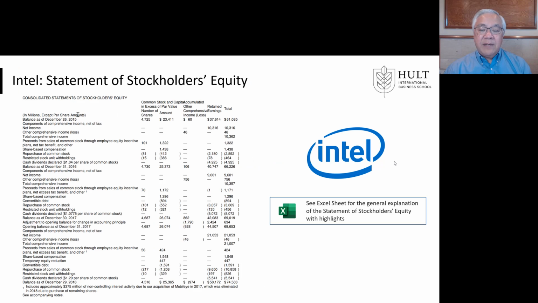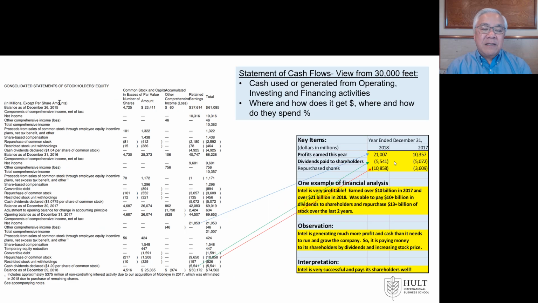Statement of stockholders' equity. Last one. Again, guess what? We'll go to 30,000 feet. So let's look at some key numbers here. And here we see certain numbers from a shareholder standpoint. How much profit did they earn? How many dividends did they pay? And did they repurchase shares and how much? And so these are some of the numbers extracted from this.